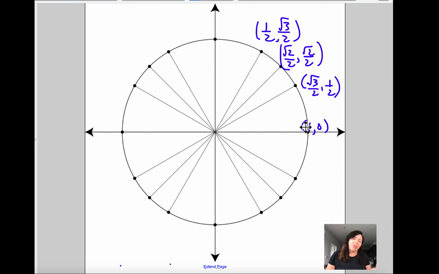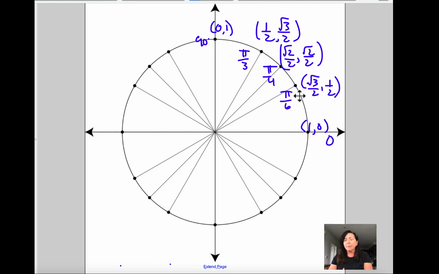Just remember that, whether you're in degrees or radians, this is 0 degrees or 0 radians. This right here would be your pi over 6 because that's 30 degrees. This is your pi over 4 or 45 degrees. And this would be pi over 3 or 60 degrees. And then of course you've got your 90 degrees, and this would be (0, 1).